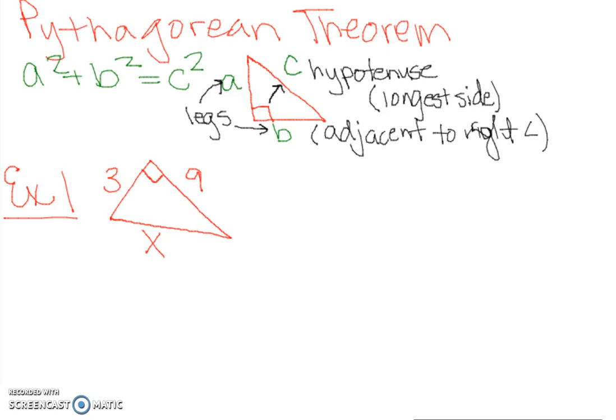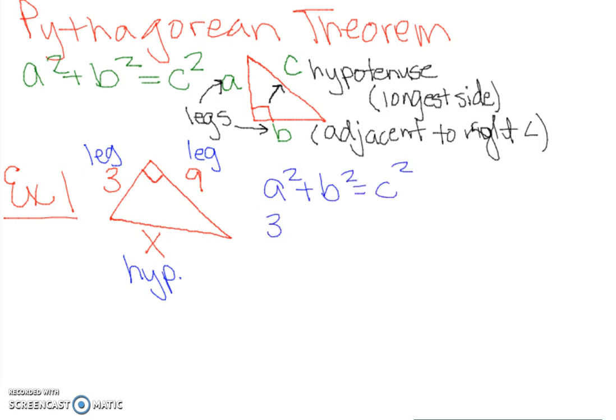In our first example, we want to identify those sides so we can find the missing side. So here's my right angle, so directly across from it is my hypotenuse, which makes the other two sides the legs. So when I use my formula, I'm going to have a squared plus b squared equals c squared. I know one leg is 3, so that's 3 squared. The other leg is 9, for 9 squared. And then I'm replacing c with x for x squared.